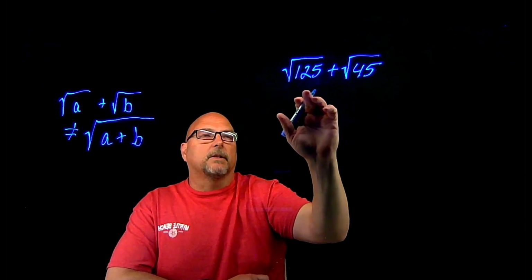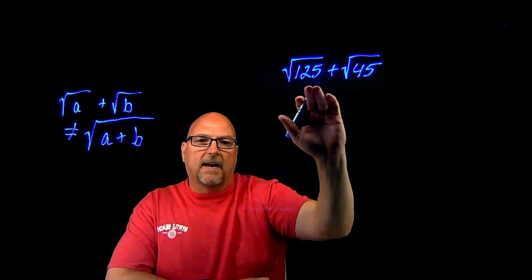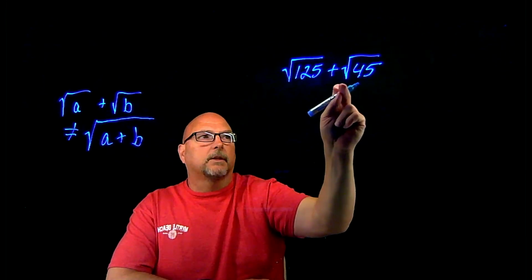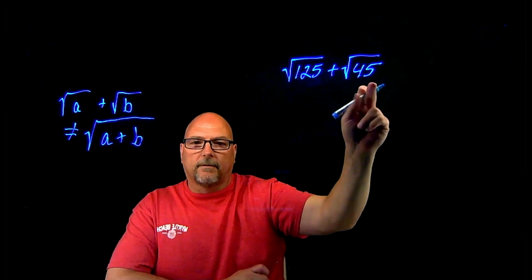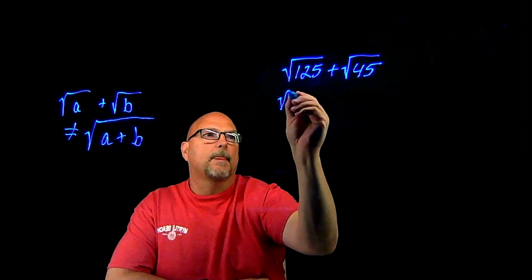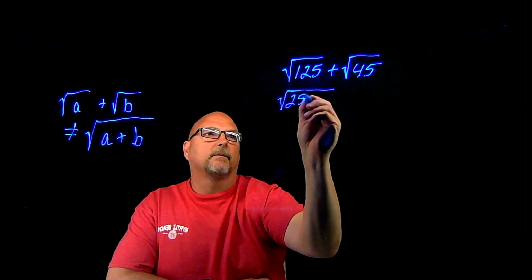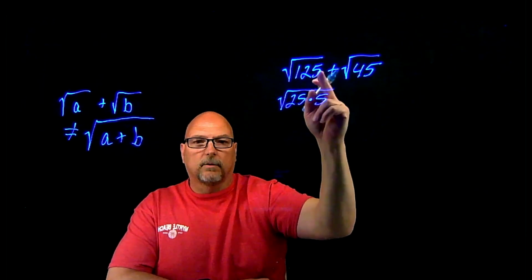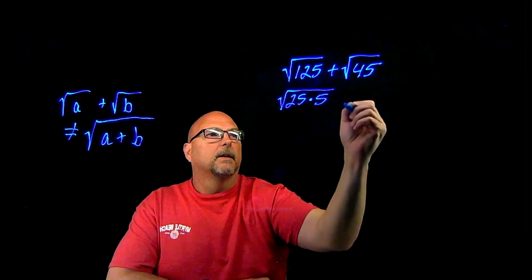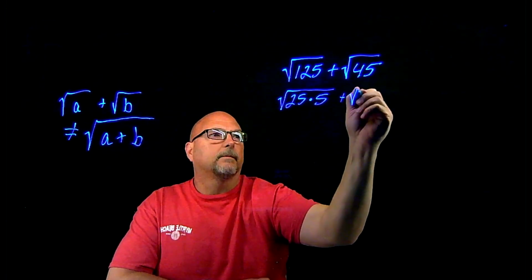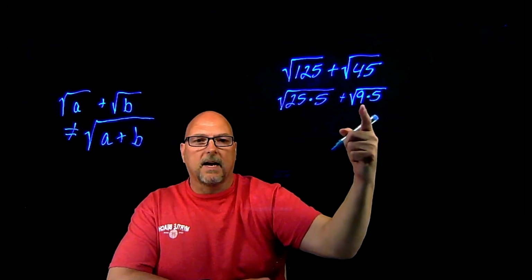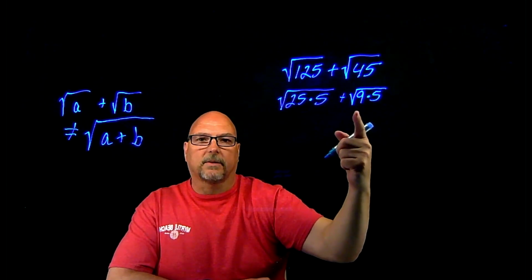So instead what we do is we look for factors of 125 that are perfect squares, because I'm dealing with 2 square roots here. Factors of 45 that are perfect squares. So just a quick review. 25 times 5 equals 125. The reason I chose the 25 is because it's a perfect square. On the right hand side term, I could say 45 is the same thing as 9 times 5. Doing this because 9 is a perfect square.